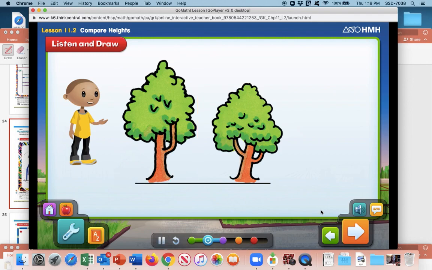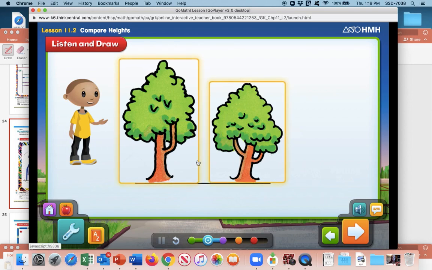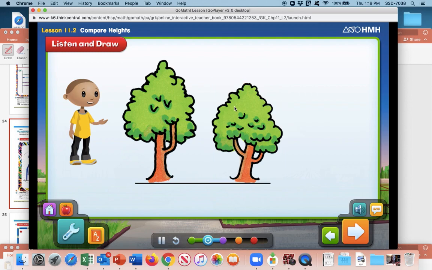Select the tree that's shorter. Okay, point to the one you think is shorter. If you guessed this one, that's correct. That's right. The top of this tree is lower than the other tree, so it's shorter. Ben can tell which tree is taller by seeing which tree is higher. The tree on the left is taller, and the tree on the right is shorter. The trees would be about the same height if neither one was taller or shorter.